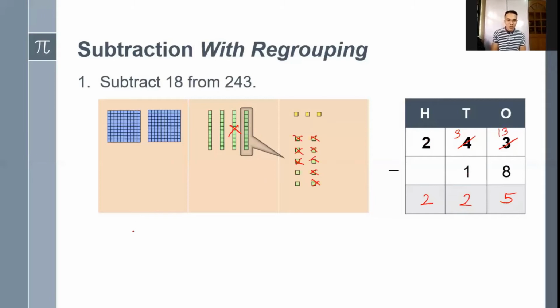Therefore, 243 minus 18 is equal to 225.